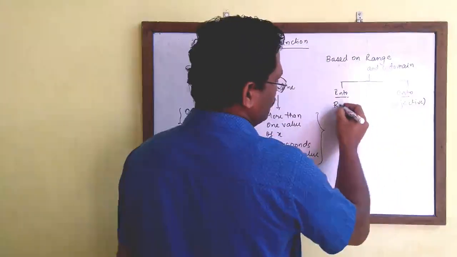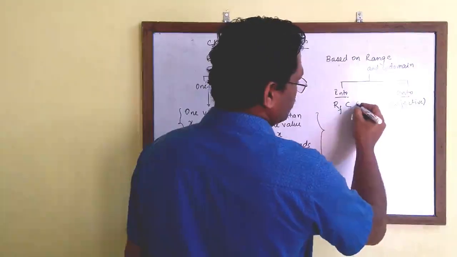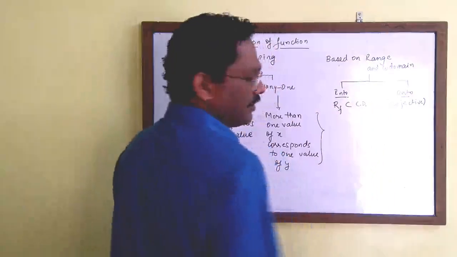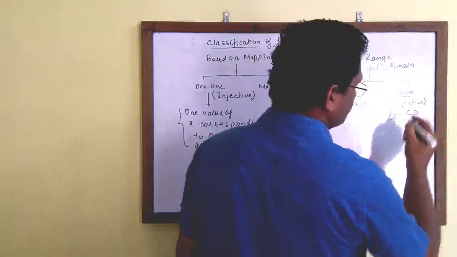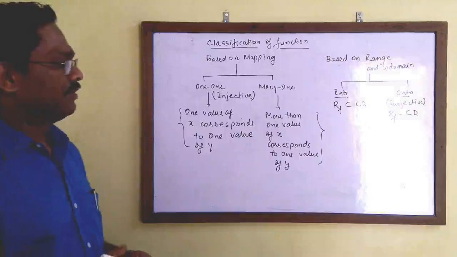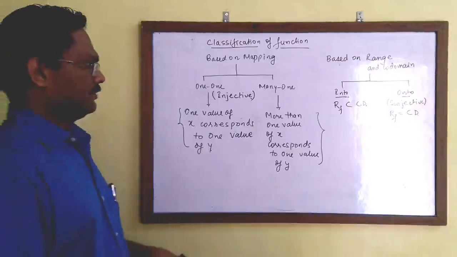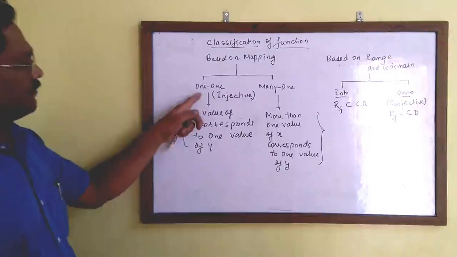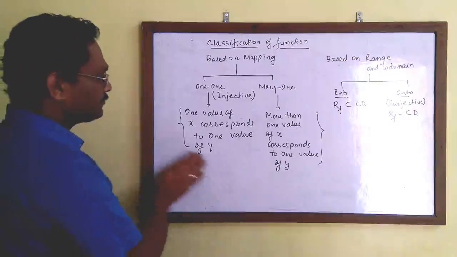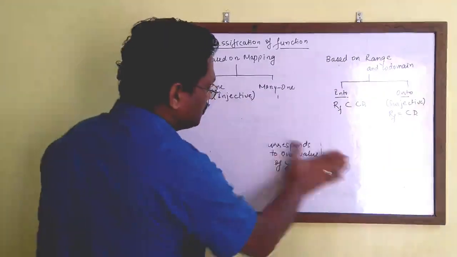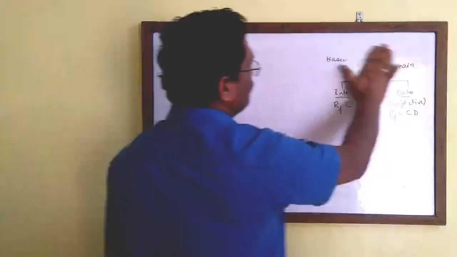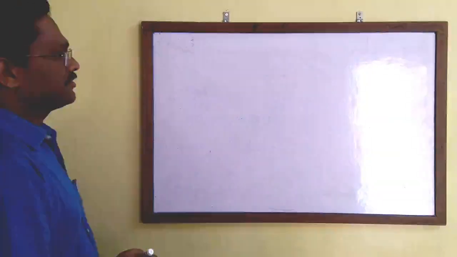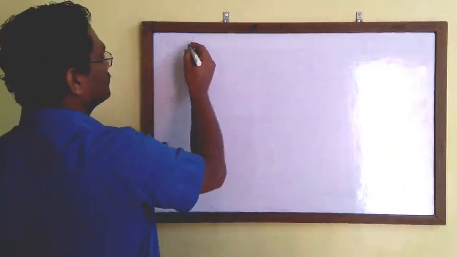This is the case when the range of a function is a proper subset of the codomain, that is into. And if the range of a function is equal to its codomain, then the function is said to be an onto function. So let's start with the one-one function in detail. From the definition, if one value of x corresponds to one value of y, then the function is said to be a one-one function.